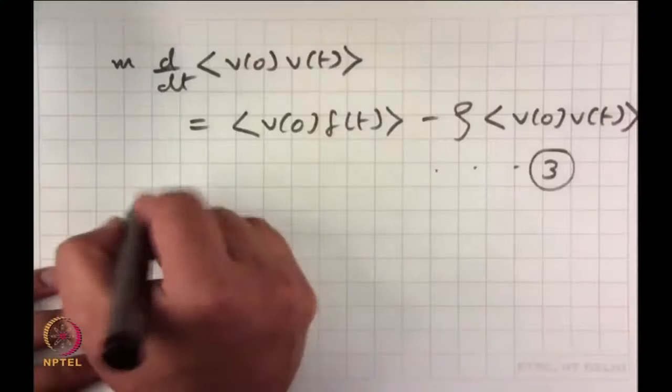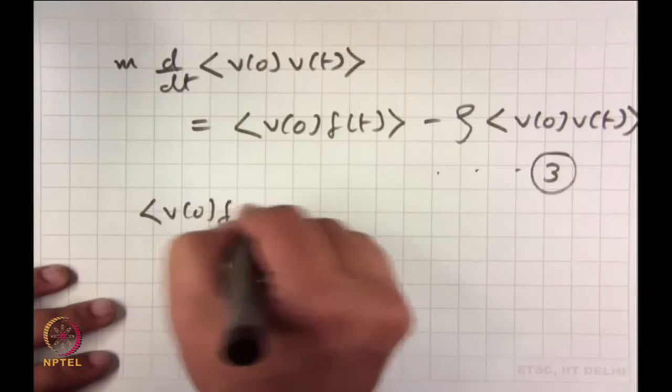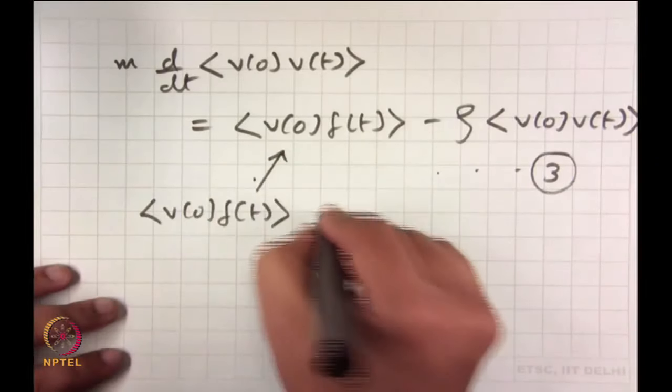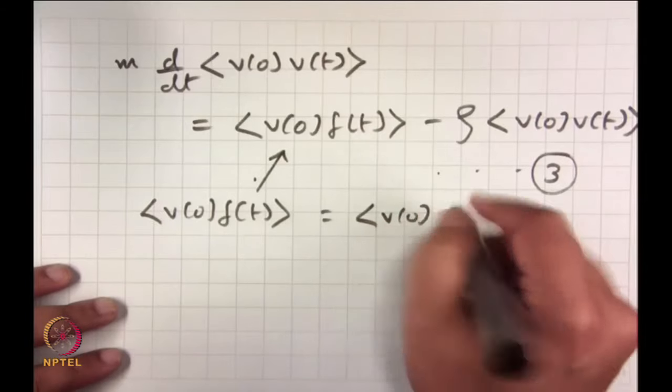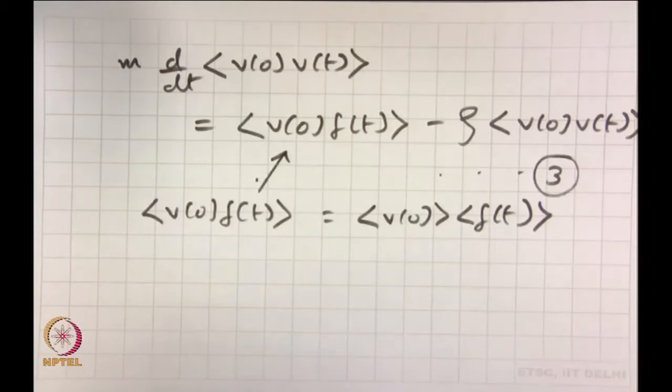Now, look at this. I can write that V0 f(t) this term is equal to V0 times f(t). What is the assumption? The assumption is that f(t), the fluctuating force, has no correlation with the initial velocity of the particle, and there should not be. The fluctuating force is coming from what? It is coming from the fluctuation of the solvent molecules, right, and that fluctuation has nothing to do with the initial velocity that the particle starts with.